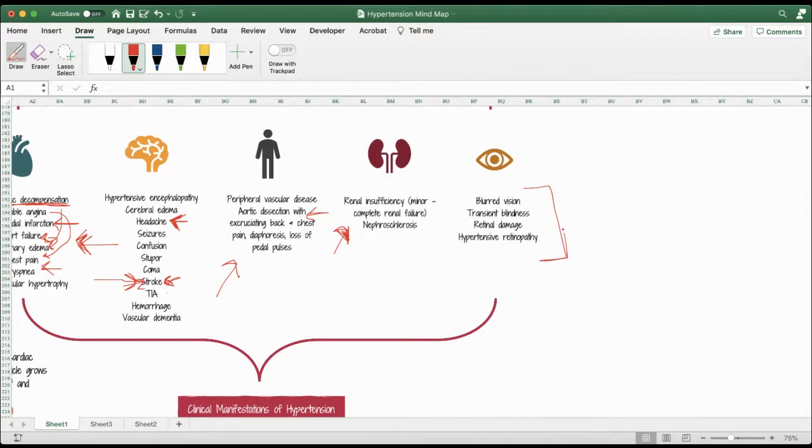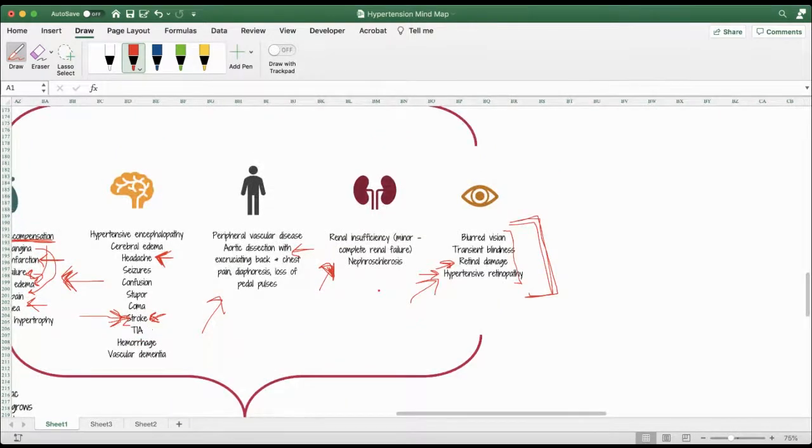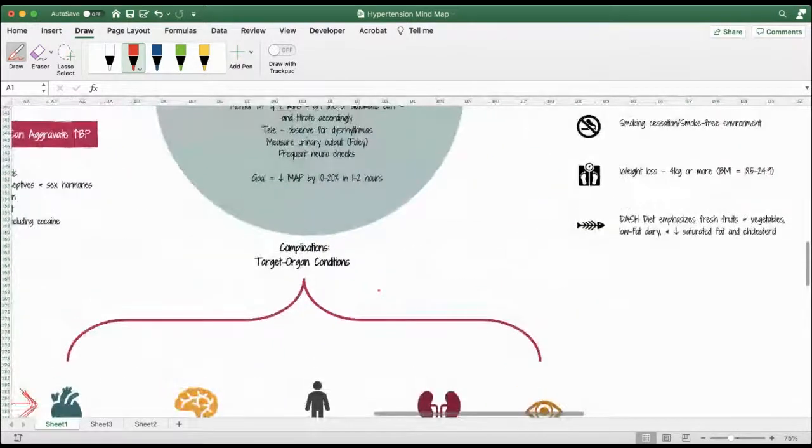There's stuff with eyes. It's really interesting that this is one of the more common target organ issues with long-term hypertension. This damage to the retina is hypertensive retinopathy. So problems with the eyes. That's all you need to know. You don't need to memorize all of these things. Just know that that's a big indicator.